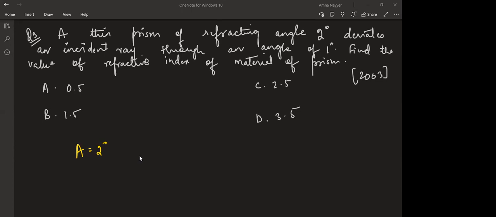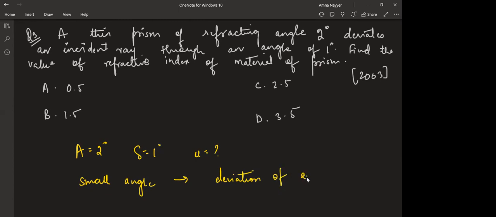So A is 2 degrees and deviation is 1 degree. And we have to find the refractive index of the prism. That has to be calculated. See, whenever a small angle is there, there is a specific formula for the angle of deviation. We don't use the entire big formula. We use one single-line formula which gives the angle of deviation.